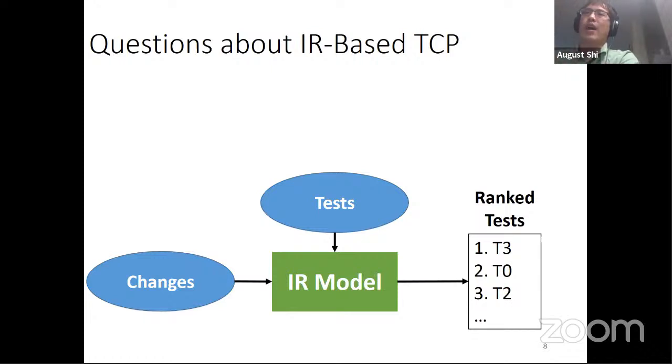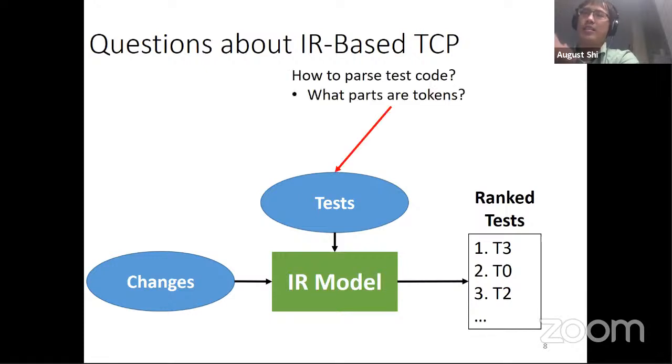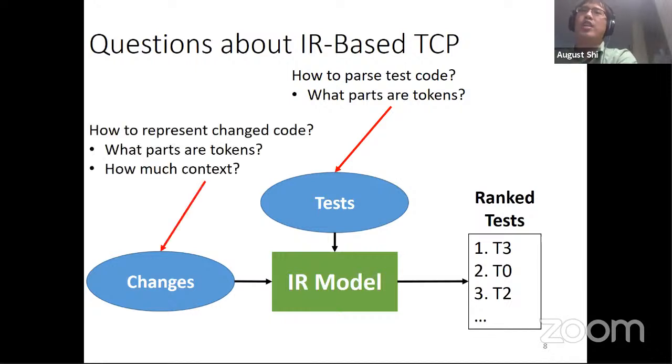But there are several questions about it that were not really evaluated in the past that we really want to know, especially if we want to consider using it in our software. For example, when we look at the tests that we want to pass in, how should we represent these tests? What's the proper representation? How do we parse the test code? What tokens do we feed in? When we look at the change code, a similar question is how do we represent the change code as the form of the query we feed to the IR model, and in particular, how much context we should feed in these changes.